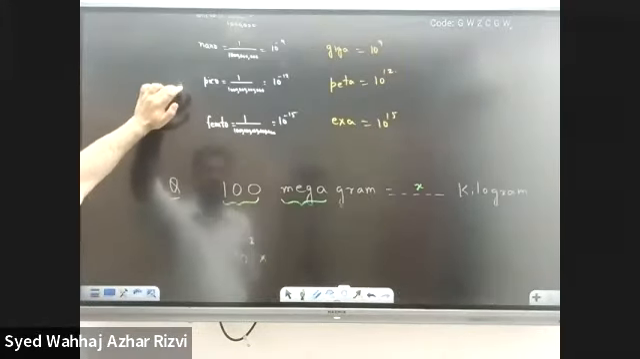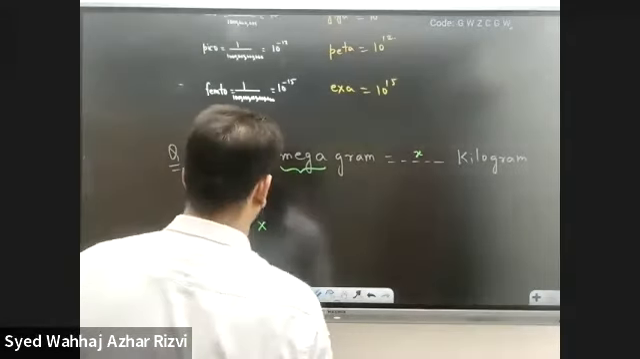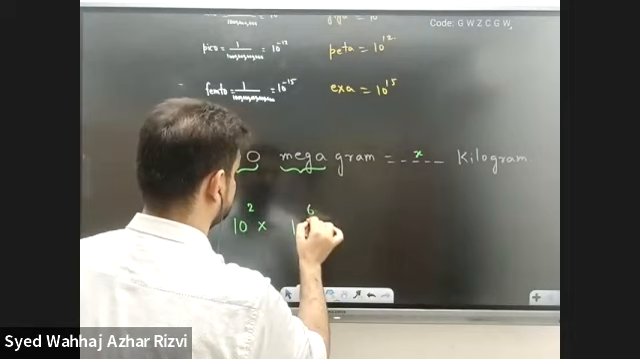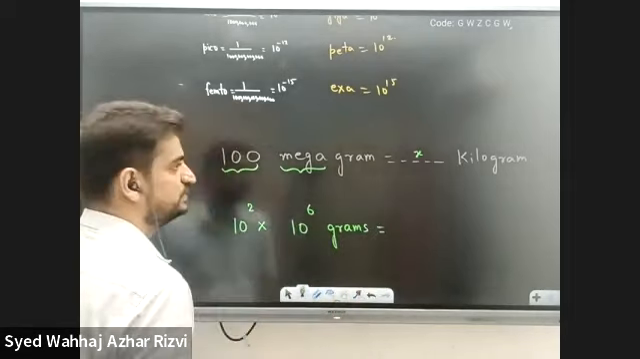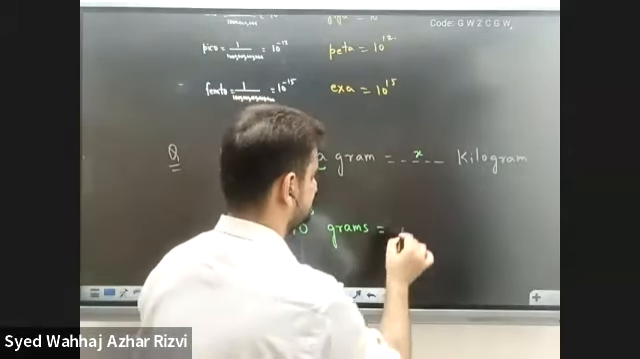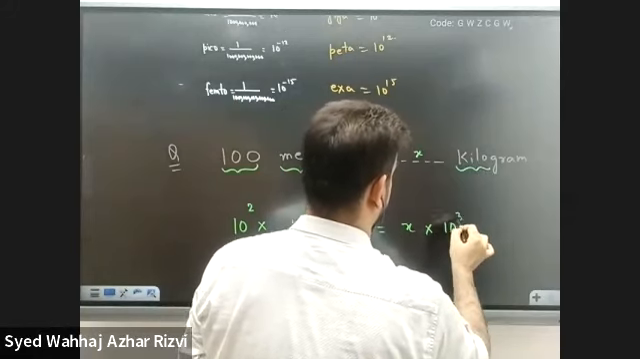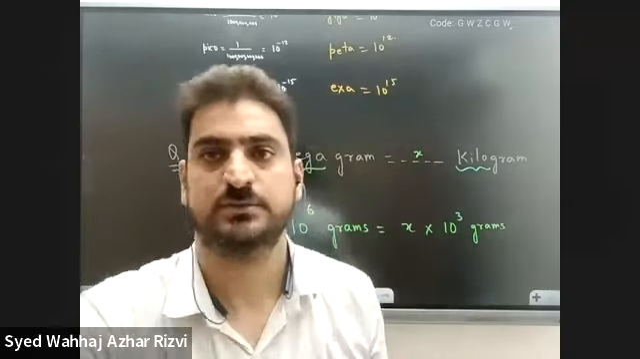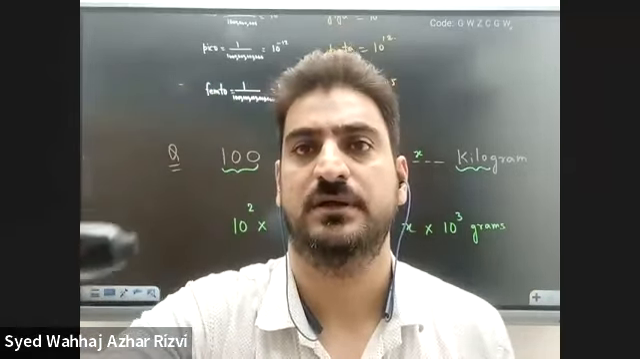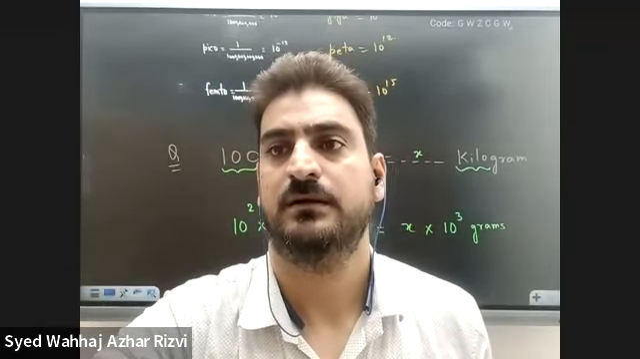Okay? So 100 can be written as 10 raised to the power 2, and mega can be written as 10 raised to the power 6 grams. And that is equal to, what is X? We don't know X, but we know kilo. And kilo is 10 raised to the power 3 grams. Okay? So we have 10 raised to the power 3 grams.